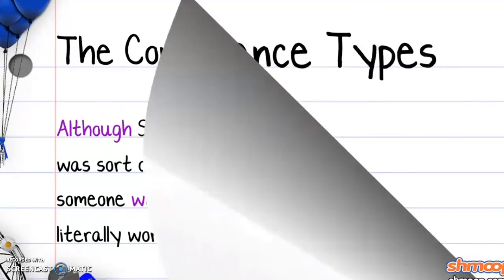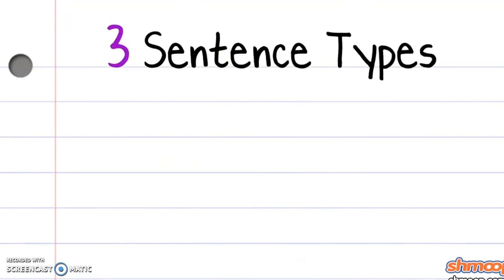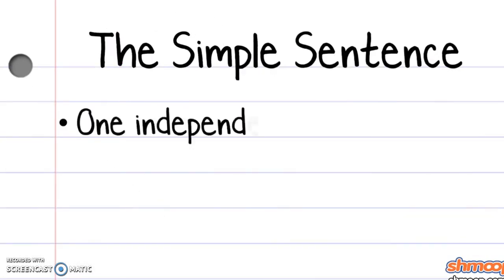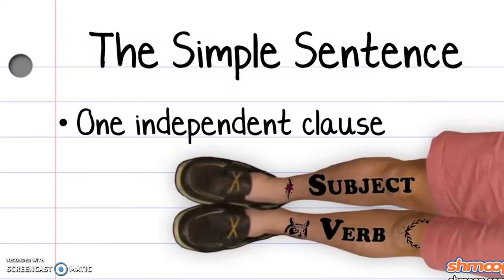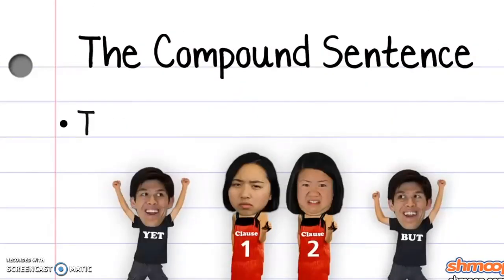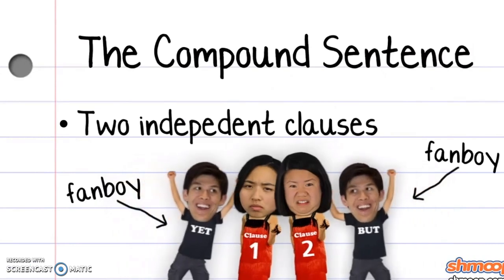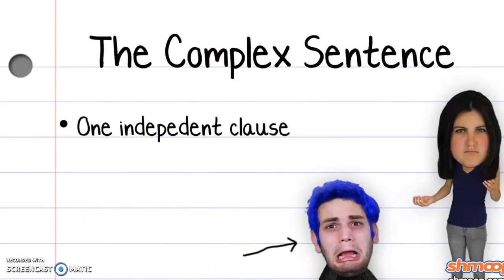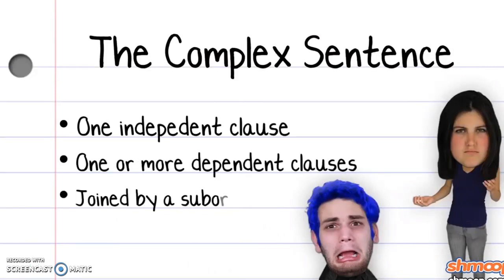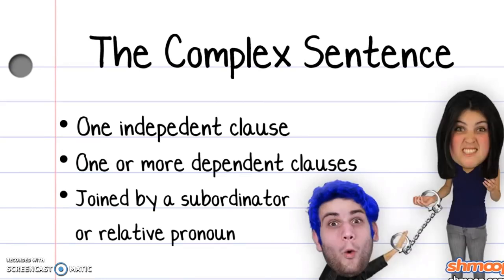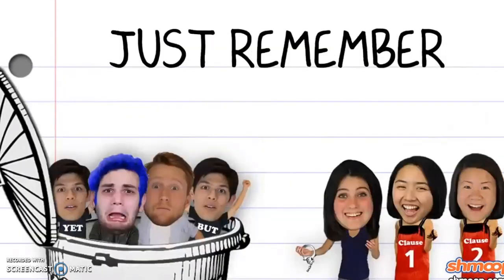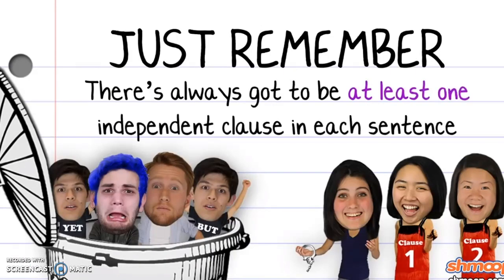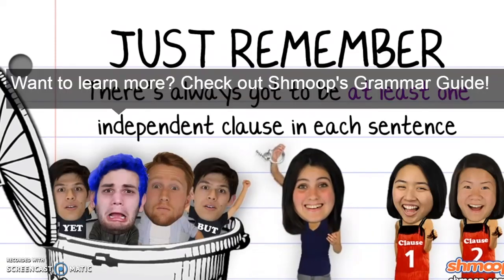Well, hello there. So there are three sentence types: simple, compound, and complex. A simple sentence is an independent clause with at least one subject and verb. A compound sentence is two independent clauses joined together by fanboys. And a complex sentence is one independent clause plus one or more dependent clauses joined by a subordinate or relative pronoun. Again? Really? Just remember that there's always got to be at least one independent clause in each sentence because somebody's got to stay independent here.